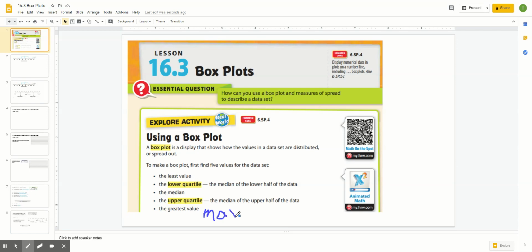So I'm just going to add these terms here. We have the minimum, and then the other term you're going to be seeing, which isn't on this page, is called the range. The range is going to be the difference between either the maximum and the minimum, or the upper quartile and the lower quartile. So two different ranges we're going to be looking at. Okay, so let's look at our first example.